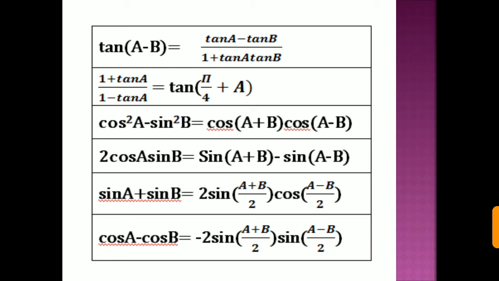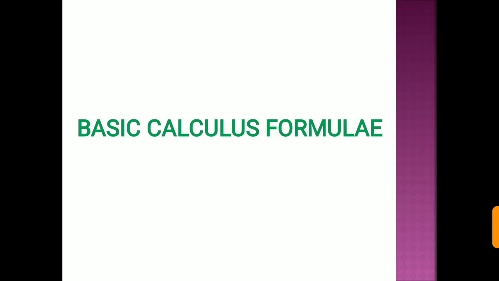Sin a plus sin b is equal to 2 sin ((a plus b) upon 2) into cos ((a minus b) upon 2), and cos a minus cos b is equal to minus 2 sin ((a plus b) upon 2) into sin ((a minus b) upon 2). Next, we have to see the basic calculus formulas.